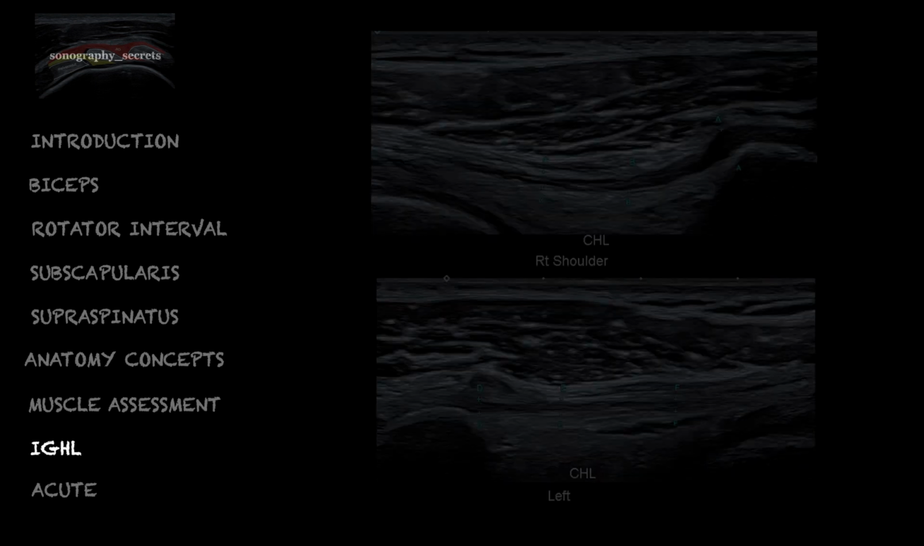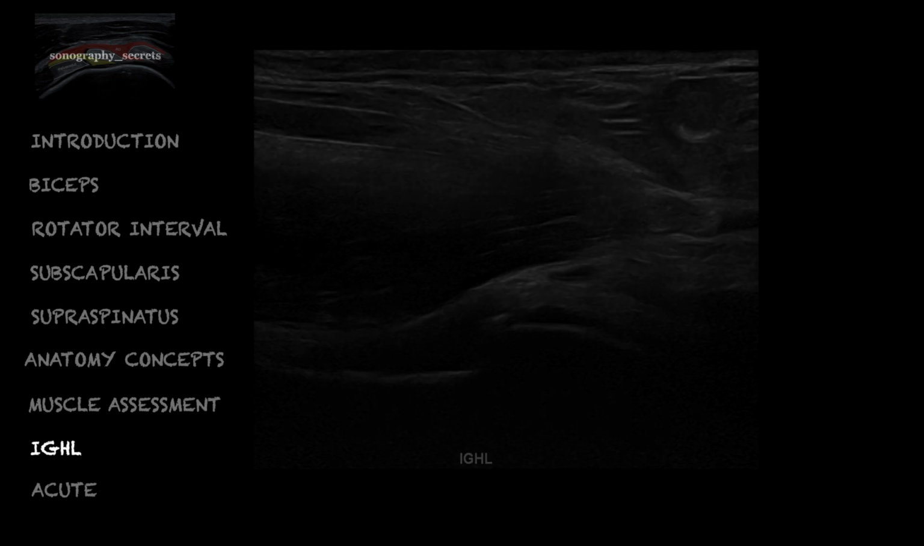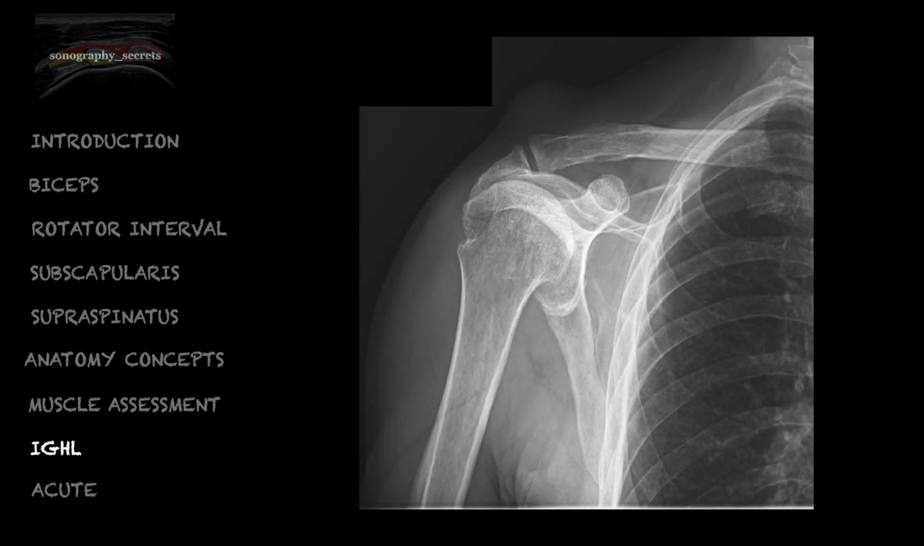If, however, they present without symptoms of a frozen shoulder and we see thickening of the IGHL in the axillary recess, then these measurements become redundant because clearly they don't have a frozen shoulder. Often we'll encounter this, and this is not due to a frozen shoulder, but rather glenohumeral joint osteoarthritis. We can see on the corresponding x-ray quite marked osteoarthritis of the glenohumeral joint.